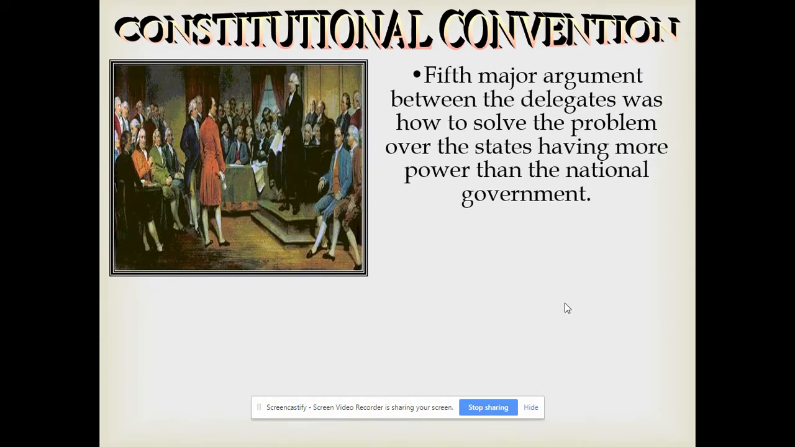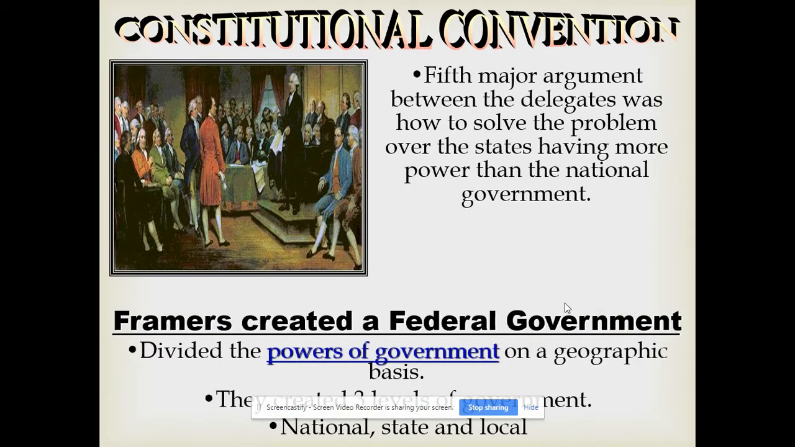And so the fifth and final major argument between the delegates was how to solve the problem of the states having more power than the federal government. And so they created the separation of powers, and they created federalism that divided up some powers up to the states, some is up to the federal government. So if you ever look at the 10th Amendment, it's called the States' Rights Amendment. Basically, anything not in the Constitution is up to the states. Okay, so if it's not in the Constitution, the states are supposed to handle it. That'll be a hot button issue throughout U.S. history.